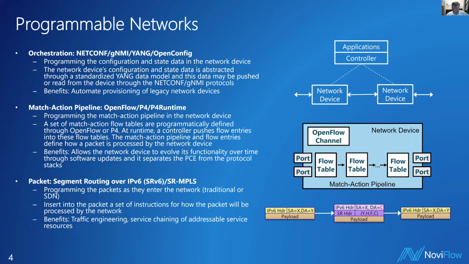The third way is to program the packets themselves. The technology for this is segment routing, either over IPv6 or over MPLS. As the packet enters the network, it is classified, and based on this classification, an ordered list of instructions is inserted into the packet itself that defines how the packet will be processed by the network. The key benefits of this level of programmability are traffic engineering, service chaining, and making network services addressable.